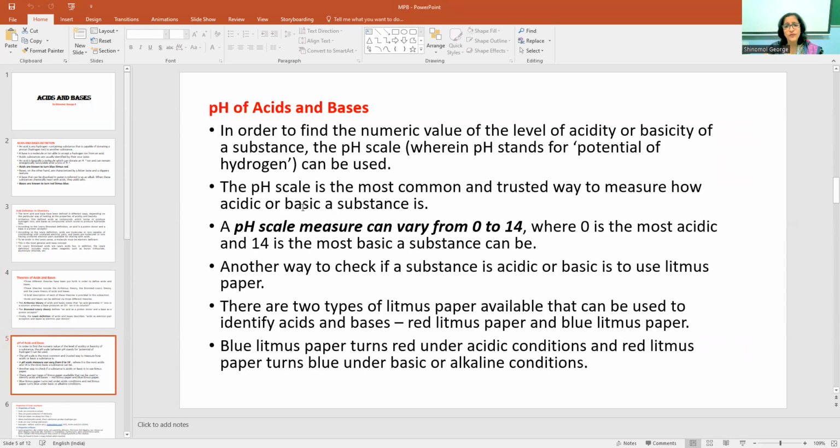In order to find the numeric value of the level of acidity or basicity of a substance, the pH scale is used, where pH stands for potential of hydrogen. The pH scale is the most common and trusted way to measure how acidic or basic a substance is. The pH scale can vary from 0 to 14, where 0 is the most acidic and 14 is the most basic a substance can be. Another way to check if a substance is acidic or basic is to use litmus paper. There are two types, red litmus paper and blue litmus paper. Blue litmus paper turns red in acidic conditions, and red litmus paper will turn blue under alkaline conditions.